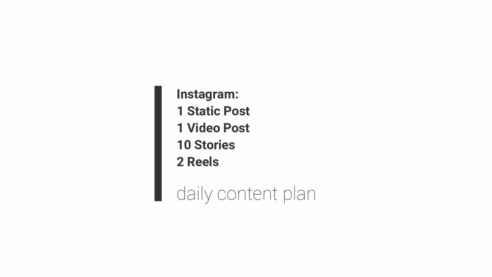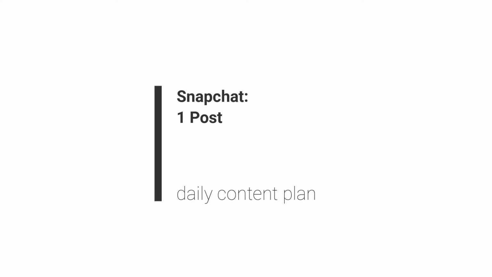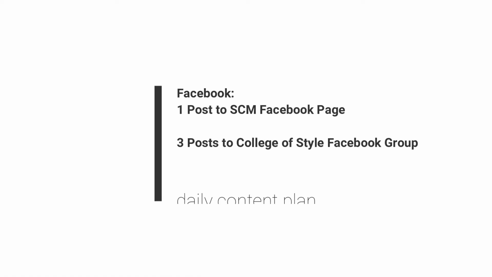So, I am doing on Instagram 1 static post, 1 video post, 10 stories, and 2 reels per day. On LinkedIn, I'm doing 1 post per day and 1 poll per day. On Snapchat, I'm doing 1 snap per day. I actually just created that profile, so I have a new business profile. You should check it out. I'm also doing 1 post on Facebook and at least 3 posts in my Facebook group at College of Style.